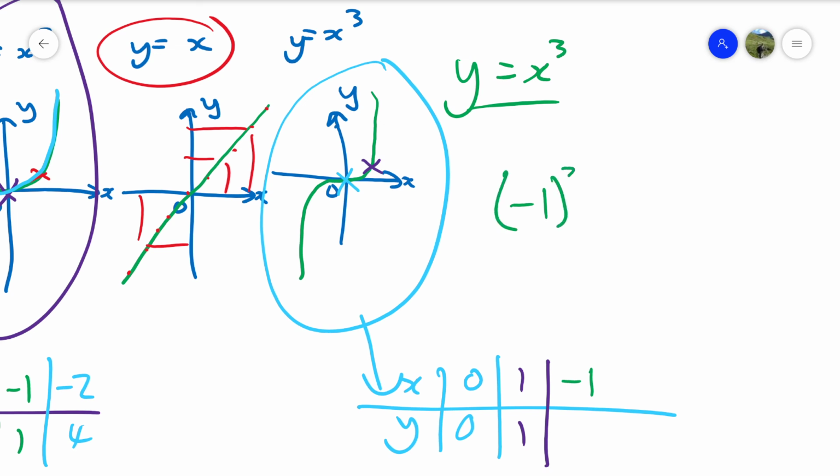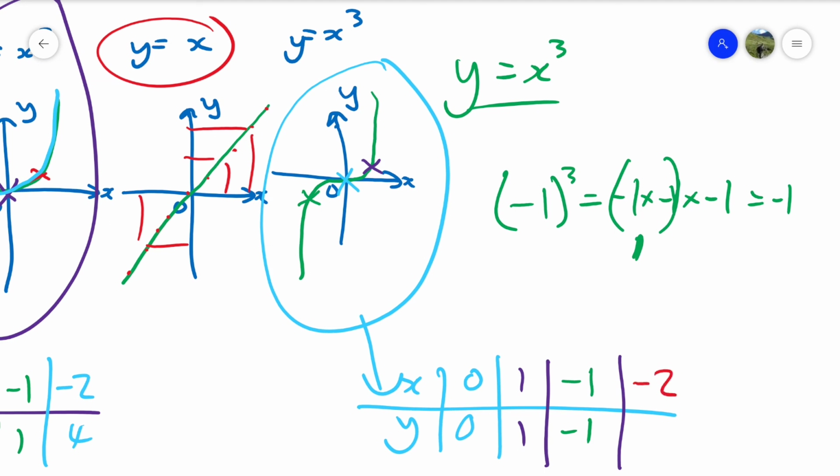What's minus 1 cubed? What's minus 1 times minus 1 times minus 1? Minus 1 times minus 1 is 1, and then times minus 1 makes minus 1. So that goes down there. So this explains it, because if it's minus 2 times minus 2 times minus 2, that makes minus 8. So that's why it ends up looking like this.